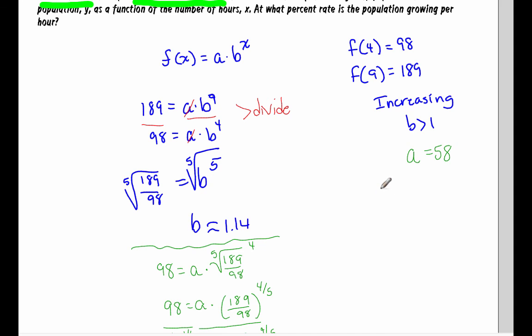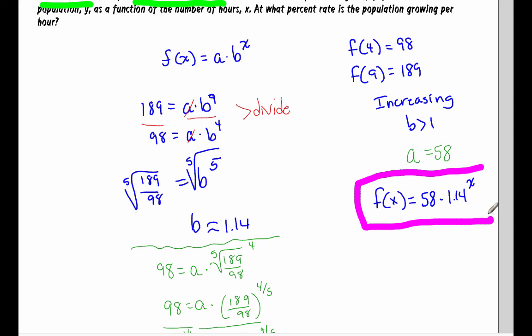So if I wanted to write this as my final equation, I would say it was a function with an initial population of 58, a base of approximately 1.14 raised to the x power. And tomorrow we'll go over the regression on a calculator.